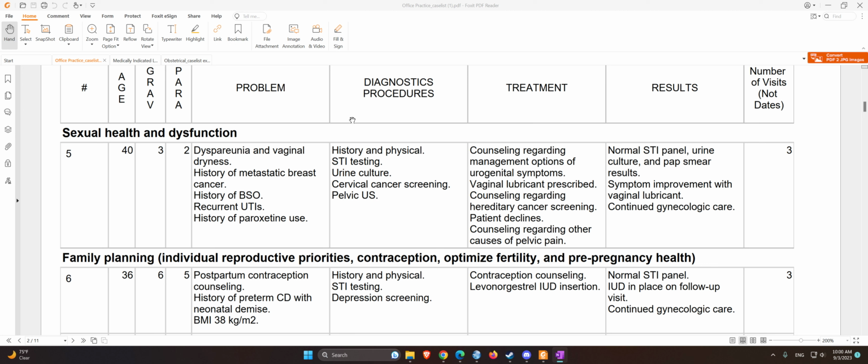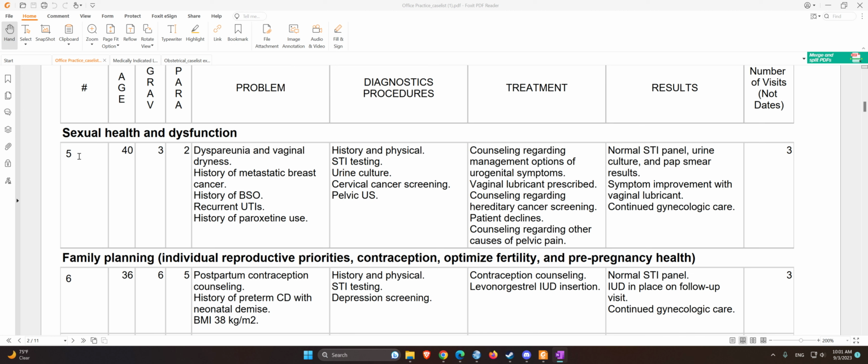Also, the last point in Amsel's criteria would be the presence of clue cells on a microscopic examination of the slide. Clue cells should be present over 20% of the slide, and clue cells are polymorphonuclear leukocytes that are attached to the surface of the epithelial cells of the vagina. Okay.